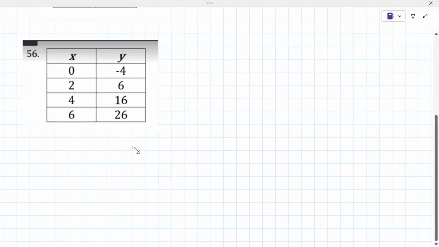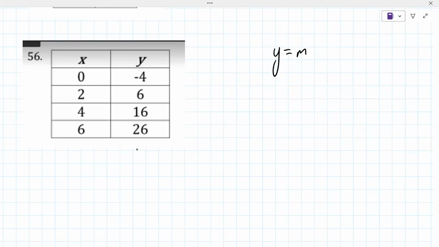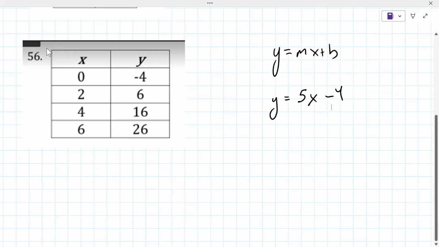So go ahead and do the same thing for that, please. Y equals 5x minus 4. Yep. And then I guess if you really were struggling, you could check the points. Yeah, you could check a few other points here. So yeah, I'll just throw that out there. So 57.